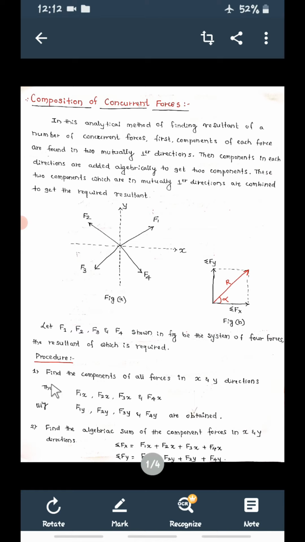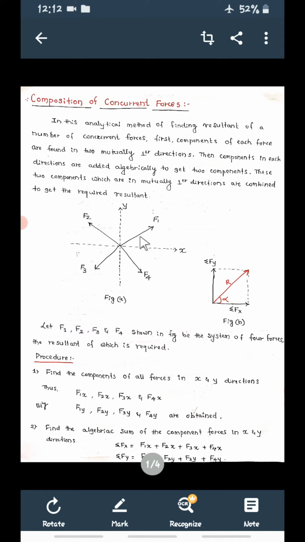Now what is the procedure? First find the components of all the forces in x and y directions. First the x-axis, all the forces, F1x. Make it horizontal, then that will be F1 cos theta. So F1x, this component in x direction, F2x, this component in x direction, F3x, this component in x direction, F4x. So F1x, F2x, F3x, F4x are the component forces along x direction.